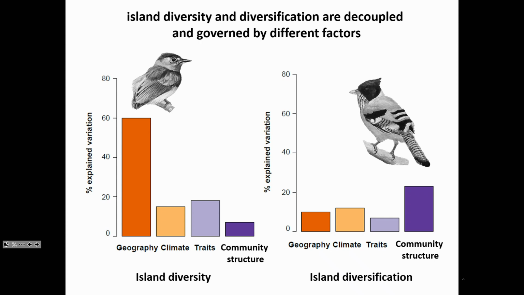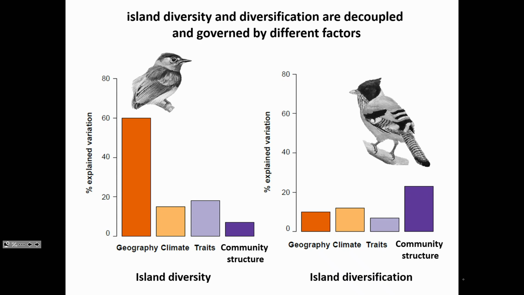Let's have a look at the results. You have island diversity, island diversification, and the amount of explained variation by each of the 4 classes of predictors. The first thing which stands out is that these two, island diversity and diversification, are not correlated. They're decoupled from each other. And each of them seems to be governed by different factors. So island diversity is determined primarily by island geography. The effects of climate, traits, and community structure are limited.